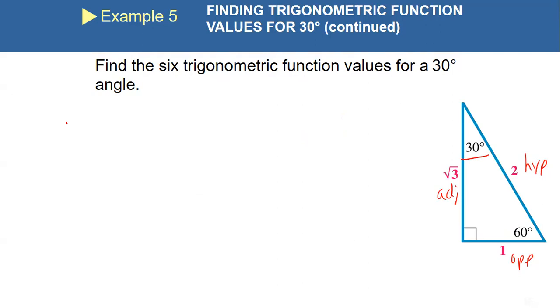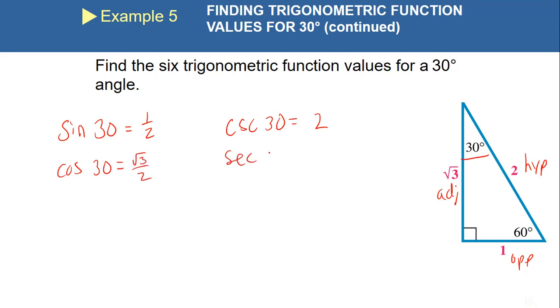Okay, so let's talk about 30. Sine of 30 equals what? 1 over 2. Agree? Therefore, cosecant of 30 equals what? 2. Yes? All right, cosine of 30 equals square root of 3 over 2. So secant of 30 equals... Perfect. Tan of 30 equals... There we go.